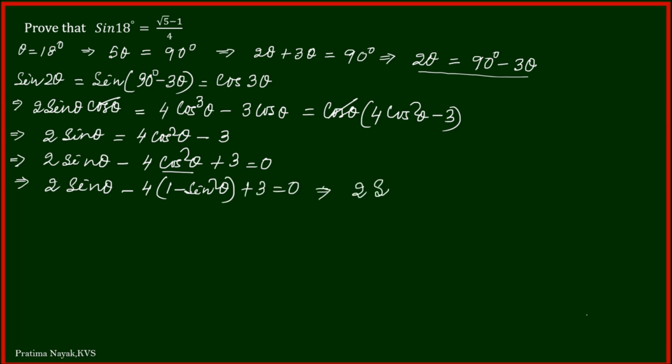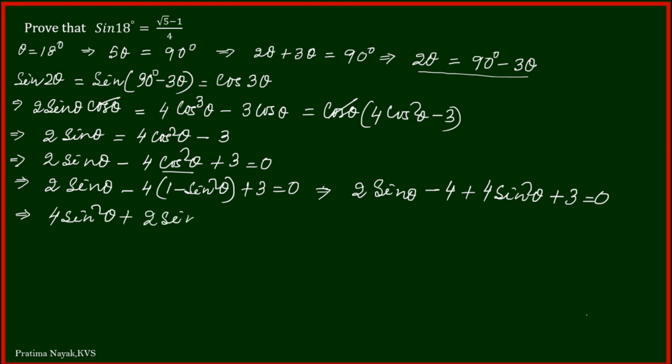This gives us 2 sin theta minus 4 plus 4 sin square theta plus 3 equals 0. Arranging according to the exponent or power, I'll get 4 sin square theta plus 2 sin theta minus 1 equals 0. So this is a quadratic equation in terms of sin theta.